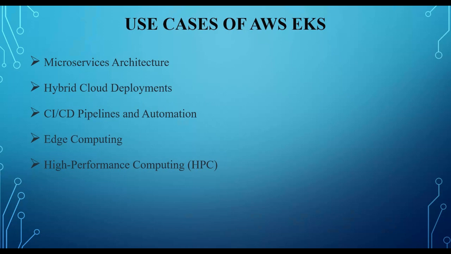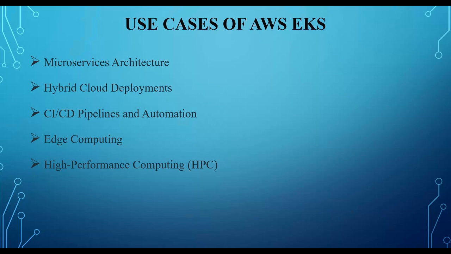The next is hybrid cloud deployment. EKS ensures consistency in how Kubernetes clusters are deployed and managed across on-premises environments, and it's also integrated into hybrid cloud environments where workloads are split between on-premises and AWS. When the workloads are split across different environments, the Kubernetes clusters can be deployed and managed across on-premises environments.